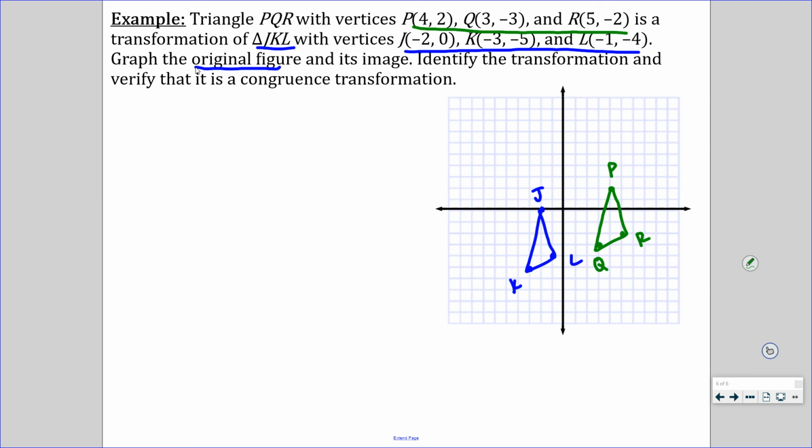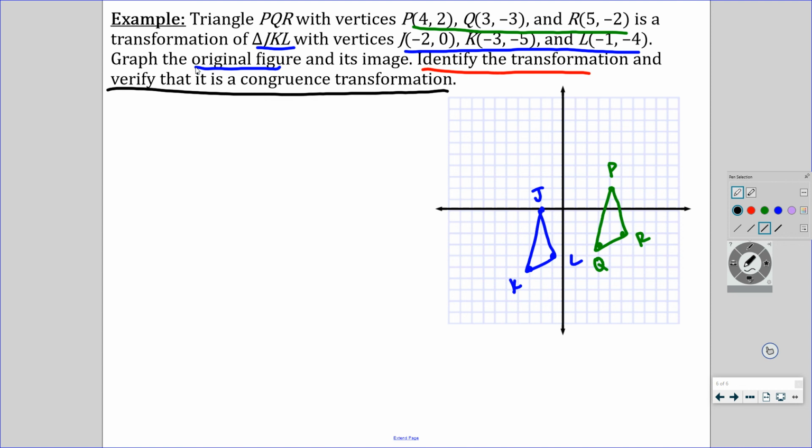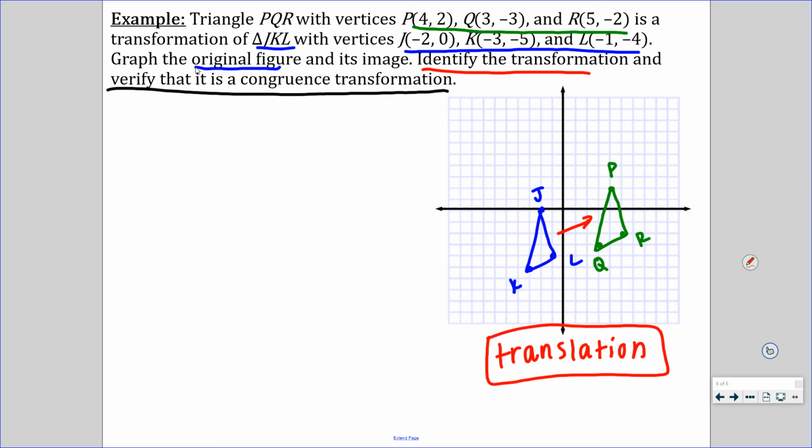So then it says identify the transformation, and then we'll verify that it is a congruence transformation. What type of transformation do we think here? Translation, right? The orientation didn't change. It just looks like I shifted these points up and to the right. So translation, you can write that right underneath here. Any ideas of how I could verify if it is a congruence transformation? Side, side, side in the distance formula. Because basically you're just trying to prove that these two triangles are still congruent after we apply this transformation.